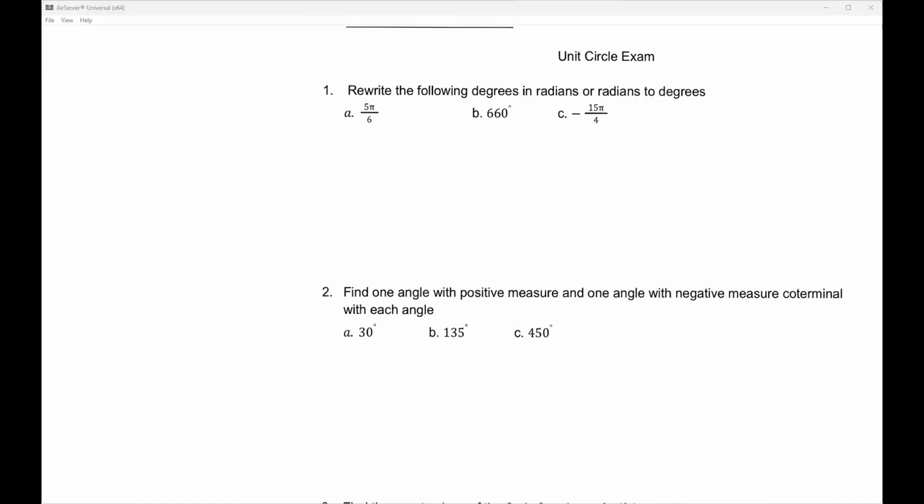All right, so rewrite the following degrees in radians or radians to degrees. What I want to see from this is pretty much your knowledge of 5 pi over 6. Multiply that by 180 over pi. That's it, okay? So cancel. You could cancel this at 30. So this will be 150 degrees. You can use the unit circle as well.